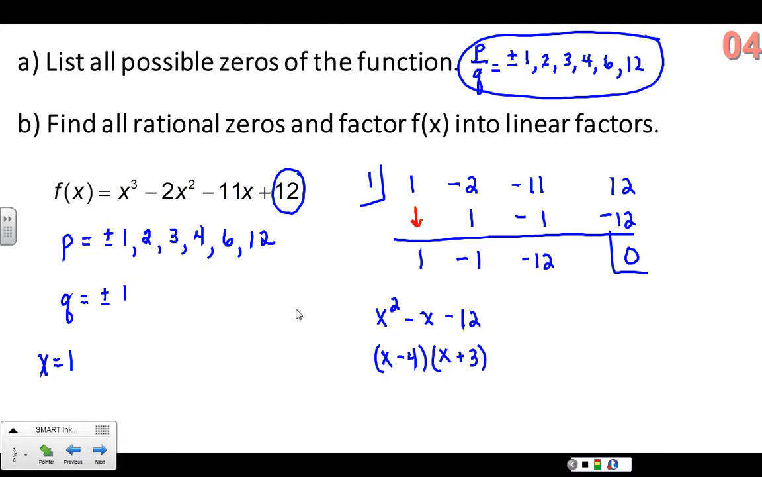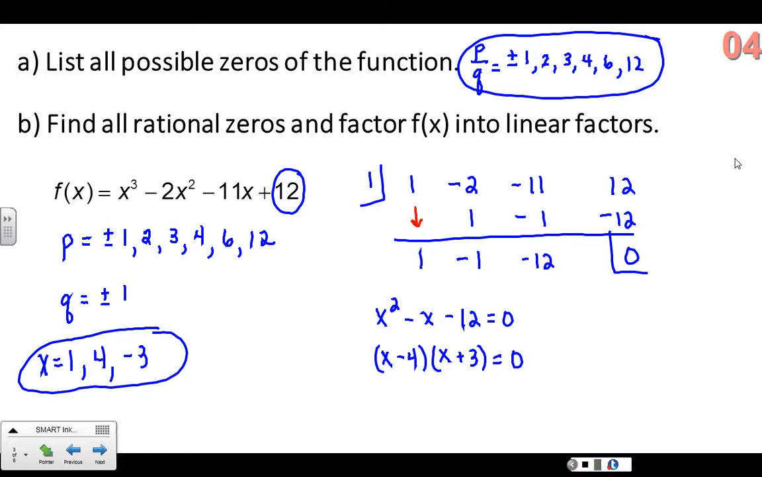Part B says find all the rational zeros and factor into linear factors. So all the rational zeros would be 1, positive 4, and negative 3. Yes, we did need to set those equal to 0. I'm sorry, I was forgetting what I'm doing here. So we got the 1, we got the positive 4 when we set x minus 4 equal to 0, and then x plus 3, if you set that equal to 0, you get the negative 3. So here are your rational zeros for the function.